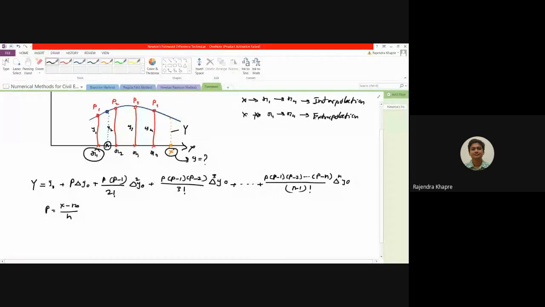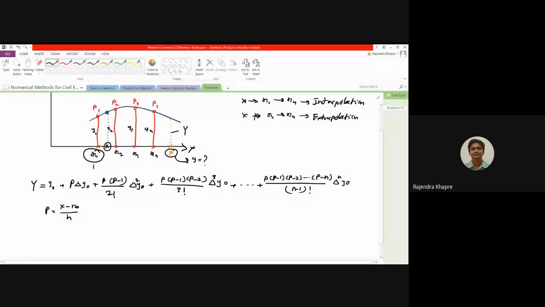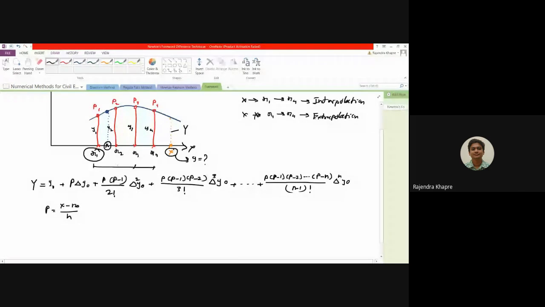Here I have written x1, but this is the first value of the given data set, and h is the interval. So here you see we have x1, x2, x3 and x4. The interval between x1 and x2, or between x2 and x3, or between x3 and x4 is constant, and this constant is nothing but your h. It is the difference between two consecutive values of x, which will always be constant.